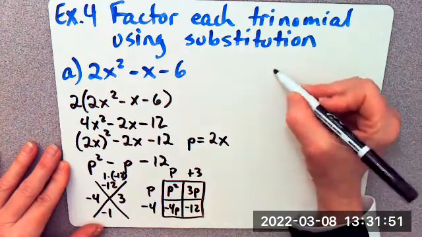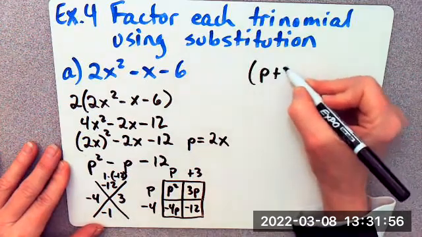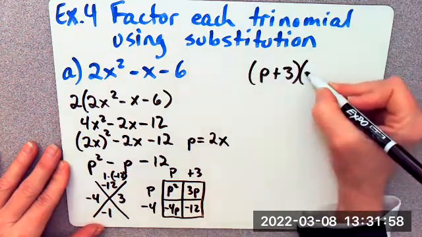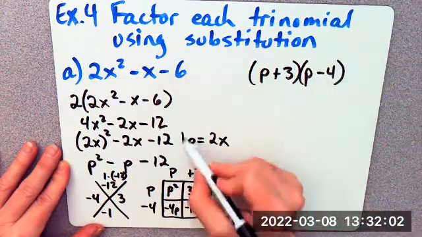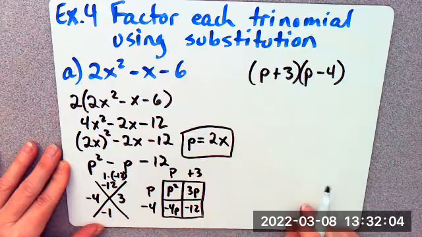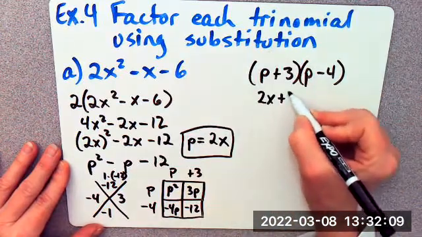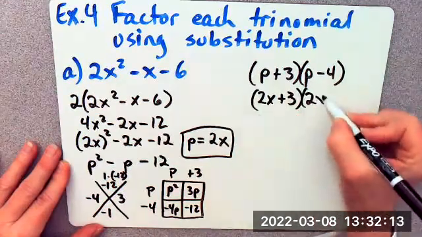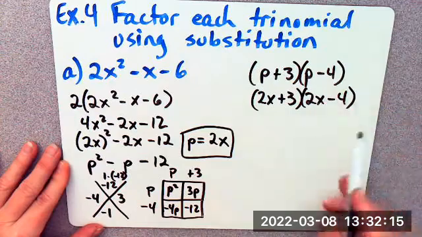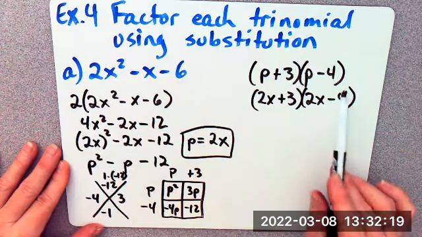So we can factor this one here as p plus 3 times p minus 4. And we remember we originally substituted that. So now we can put it back in there. So we have 2x plus 3 and 2x minus 4. But we might notice that this has a common factor here of 2.